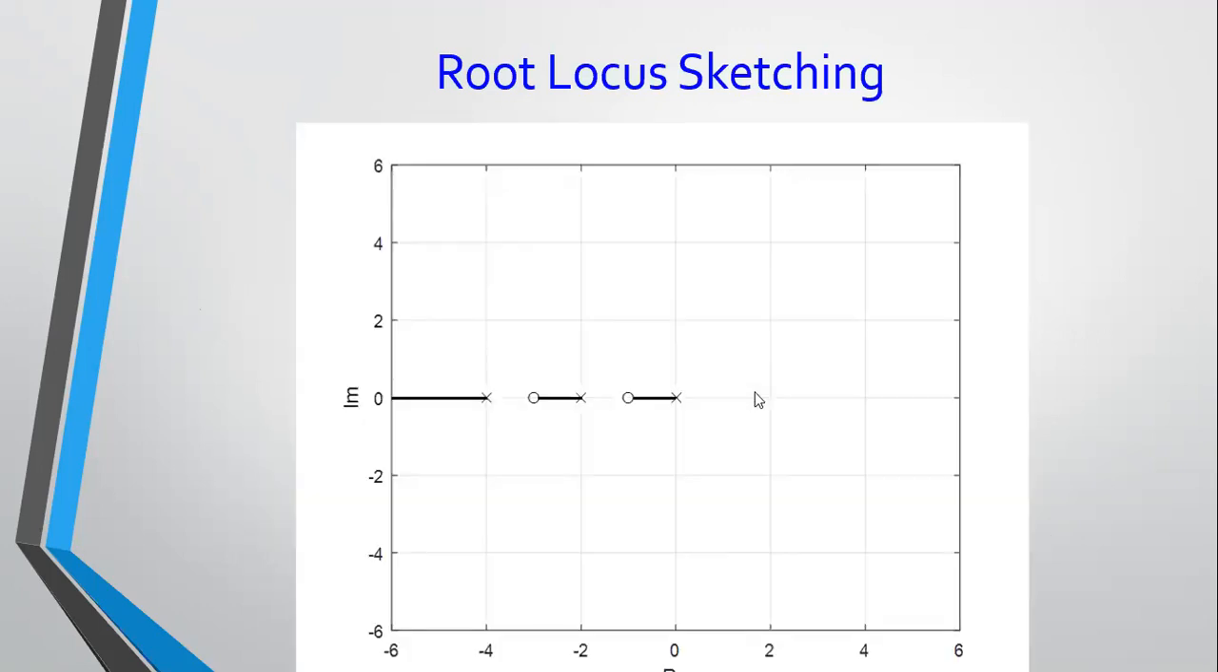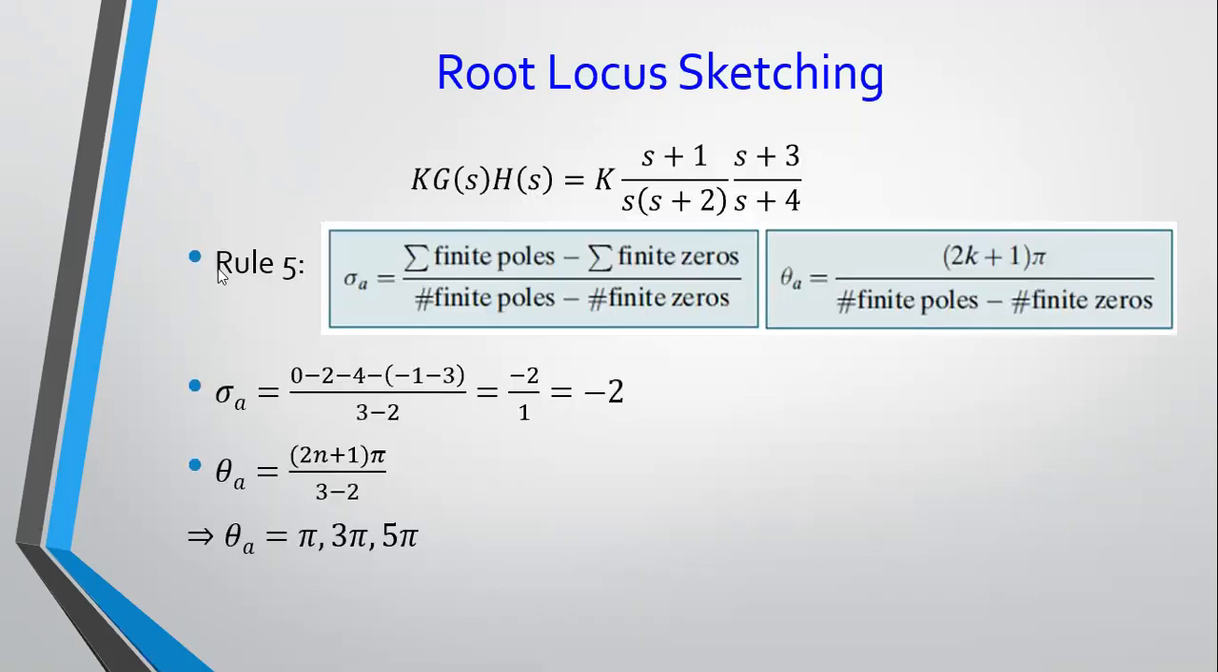Let's try to do that. So we've seen rule number 5. We have these 2 equations here, which are quite straightforward to apply. If you want to find the intercept of the asymptote, so you have one asymptote, you do the sum of poles minus the sum of zeros. So it's going to be 0, -2, -4, sum of poles minus sum of zeros. So you get here minus 6 plus 4, so you get minus 2, and then in the denominator it's the number of finite poles minus the number of finite zeros, so 3 minus 2 gives 1. So the intercept is going to be minus 2.